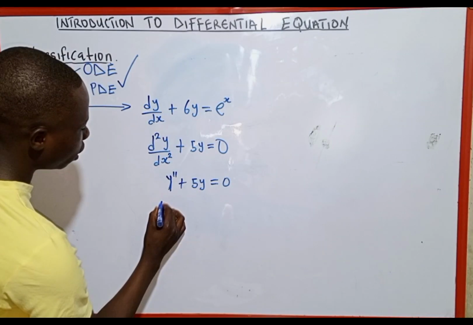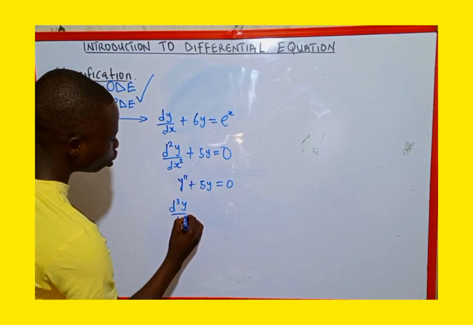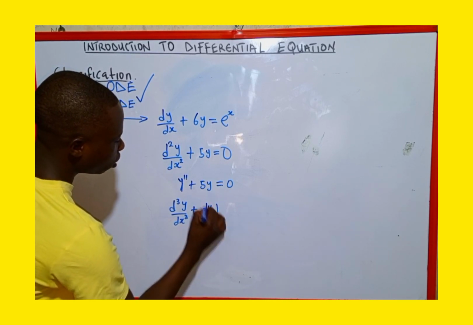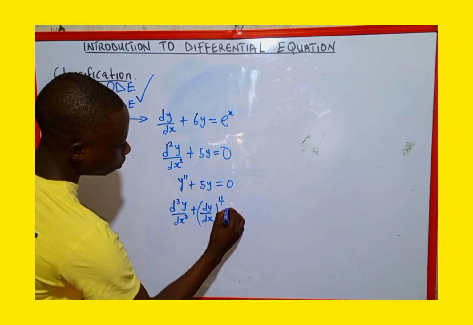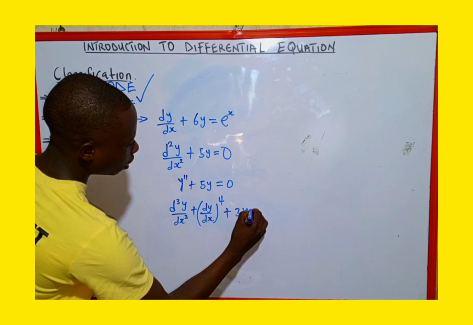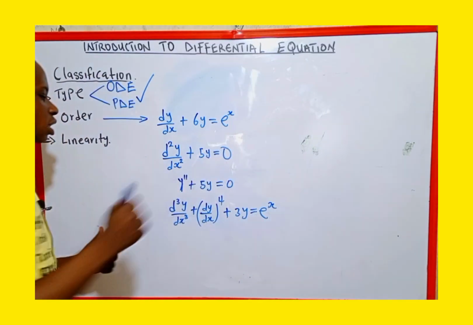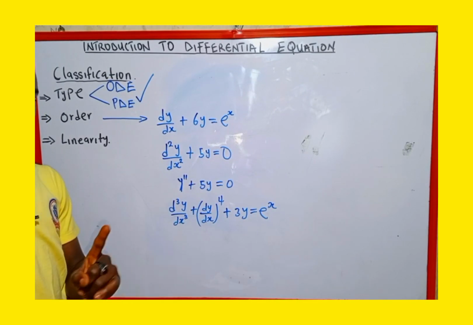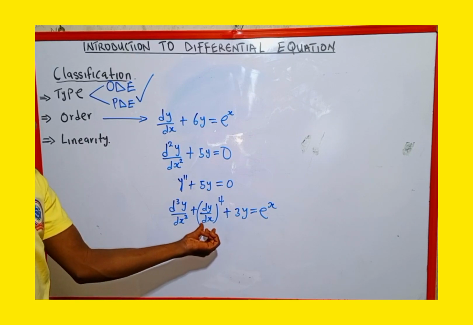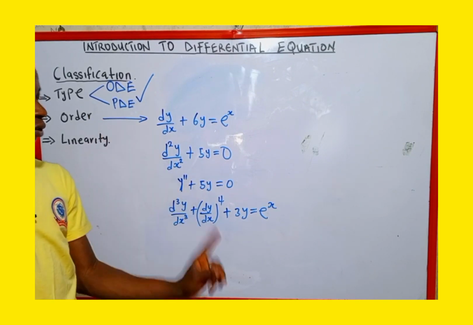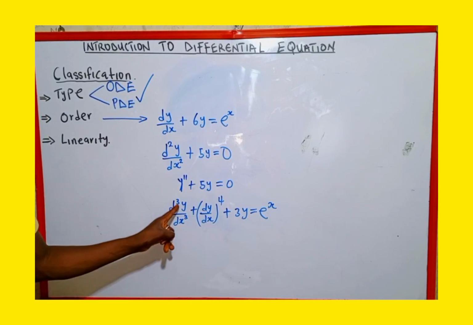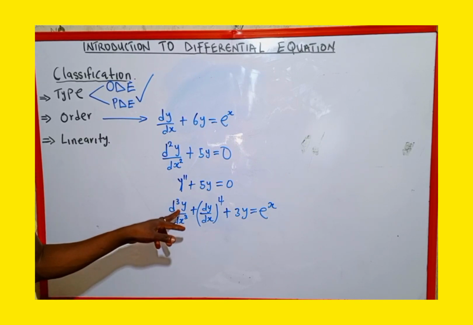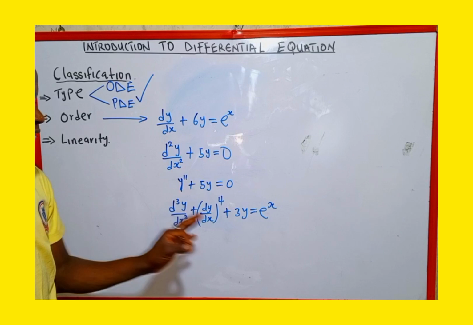Now when we have d cubed y over dx cubed, plus dy over dx all to the power of 4, plus 3y is equal to e to the power x, the order of this differential equation, somebody may say is 4, but this is not 4. Mind you, the one in the middle here is just the first derivative raised to the power of 4. What we are going to consider here is d cubed y over dx cubed. It means that this is a third order ordinary differential equation.